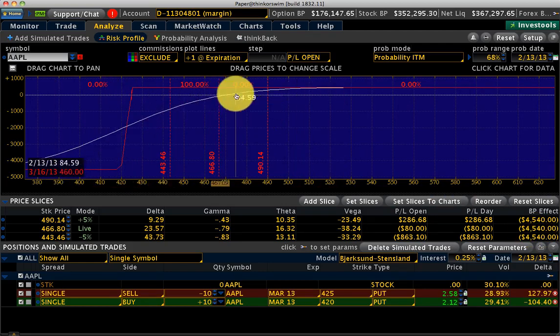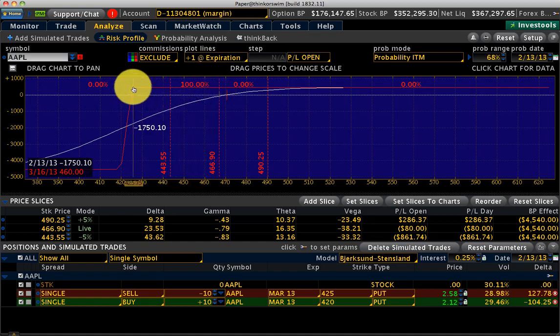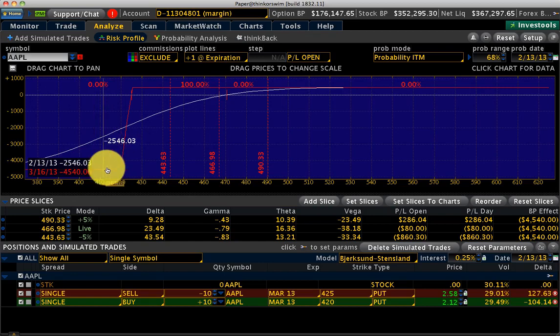You still have all this room, and your short strike is still at 425. So you're still maintaining all this room and all this probability to succeed. But all you've done is you've given up a little bit of your max profit. In return, you've got a loss profile that is capped.